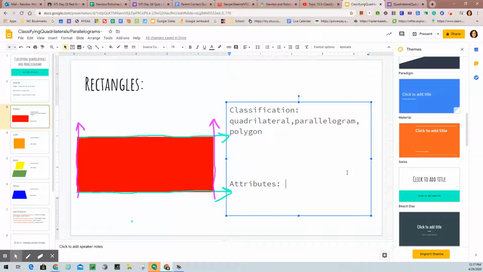Okay, now we can look at the attributes. I noticed on y'all's quiz from yesterday that we are struggling with finding different attributes. Remember, attributes are types of angles and types of lines. So let's start with the types of angles.